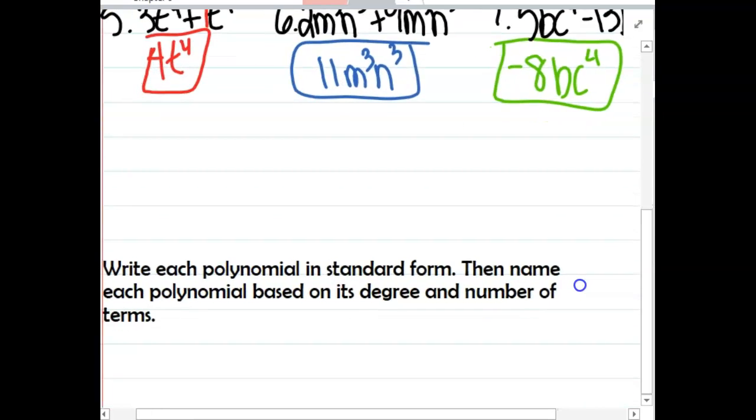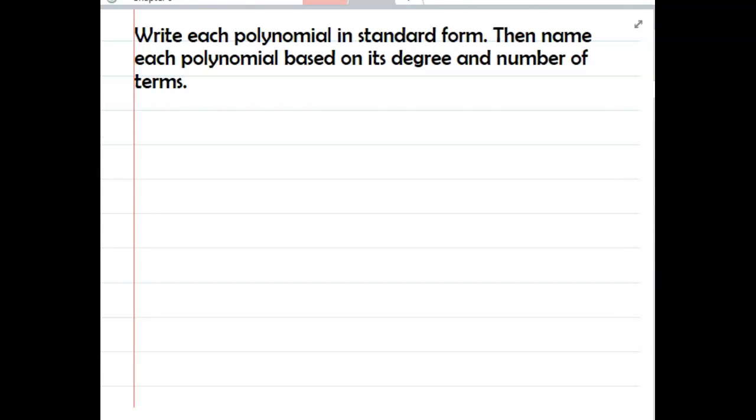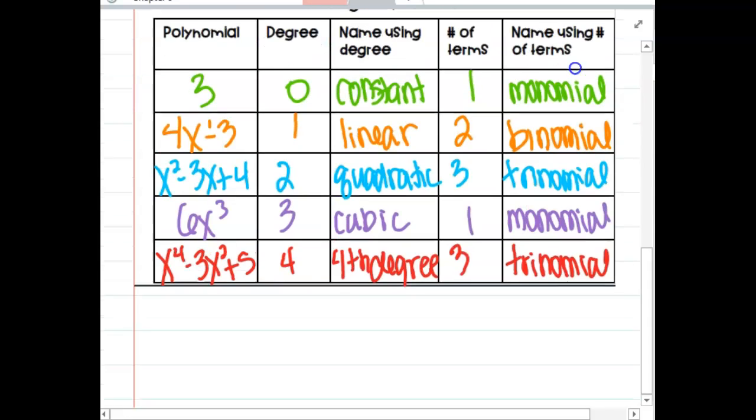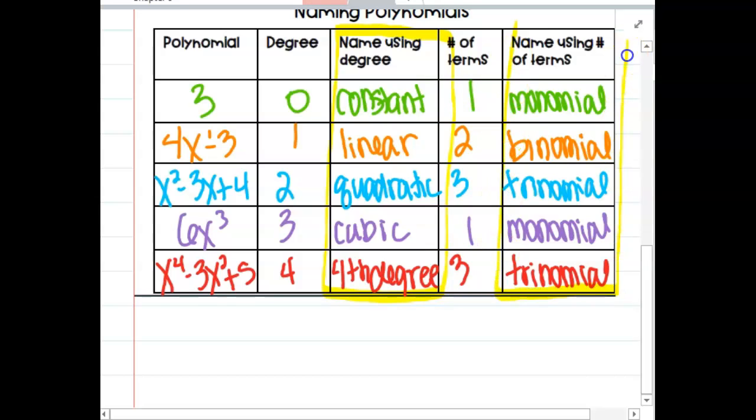We're going to keep those pretty simple today. Okay, the last thing we're going to do, we are going to look at a polynomial. We're going to write it in standard form, which basically means you're going to write the exponents in decreasing order. And then we're going to name it two ways. Now, where these names come from, in this table over here, which you're probably going to want to keep handy for your homework, you're going to name it using one of these words. You're going to name it using its degree, and you're going to name it using one of these words. Name it using its number of terms.